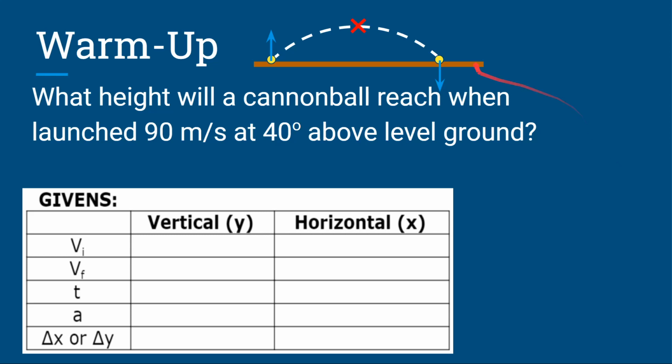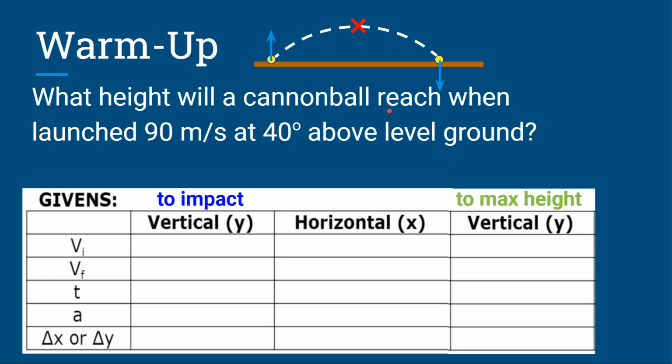We're looking for this top point right here that I've labeled with an X because that's what it says, what height will it reach. So we're looking for that max height. That means that whenever I go to label things in my table, yes, I can label my vertical data for the entire time in the air, so from launch to impact. But I could also add in an extra column here for max height, or I could just have the column for max height and not worry about the total time in the air to impact for the vertical. But I'm going to go ahead and just add a third column to my table.